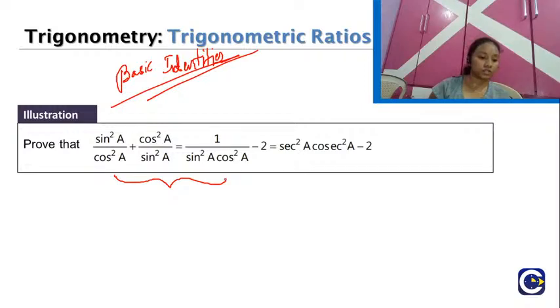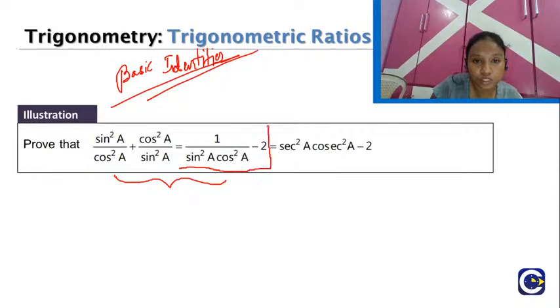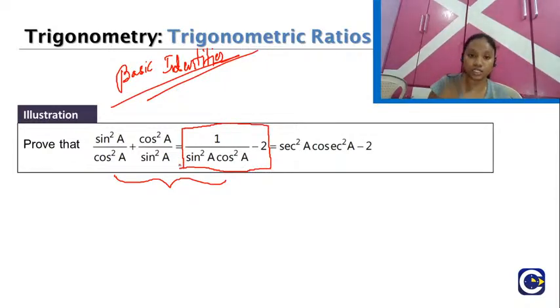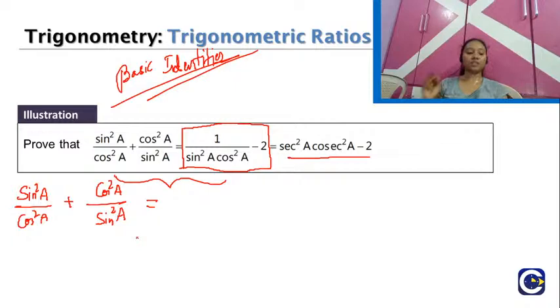So has anyone tried the question? Here you have to show two ways of proving. The first one is 1 by sine square a cos square a minus 2. This is one approach, and the second one is secant square a into cosecant square a minus 2. That is the second approach. Having the addition, simply take the LCM and start adding the given.